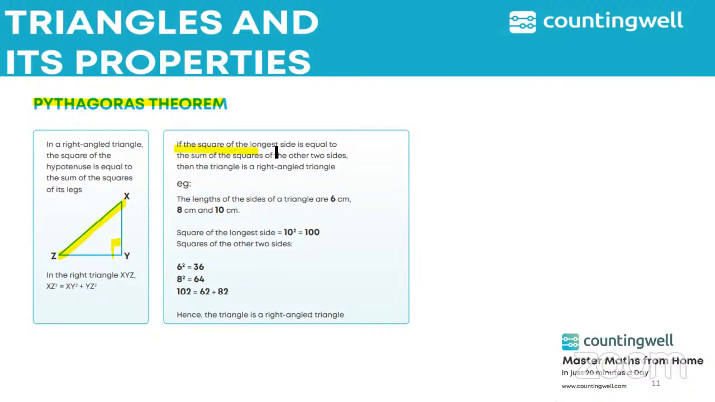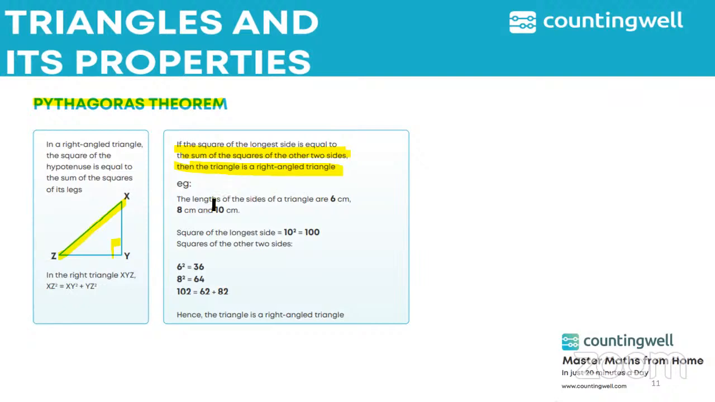Also, if the square of the longest side is equal to the sum of the squares of the other two sides, then the triangle is a right angle triangle. This is nothing but the converse of the Pythagoras theorem. Meaning, if we have a triangle XYZ, and if XZ square is equal to XY square plus YZ square, then we can say XYZ is a right angle triangle.